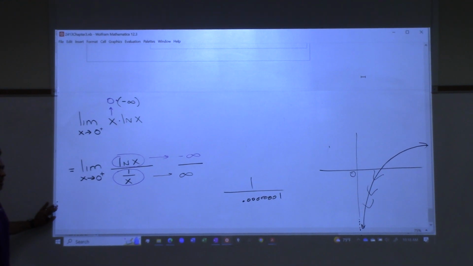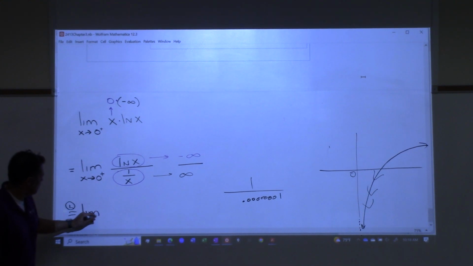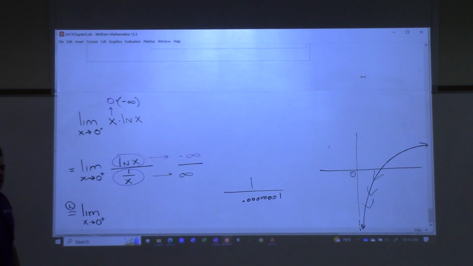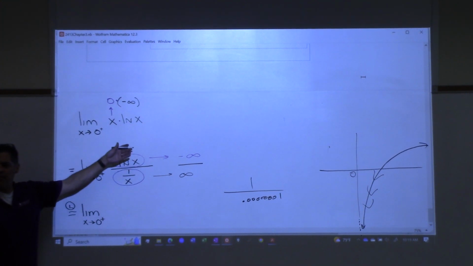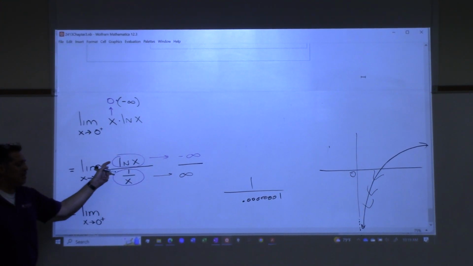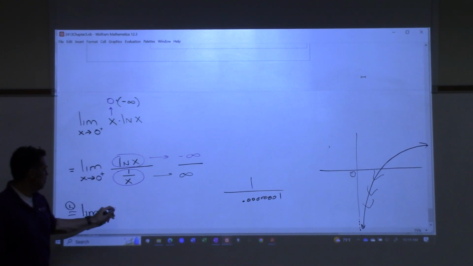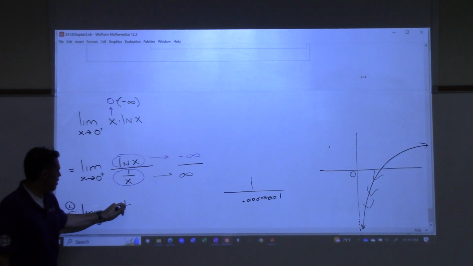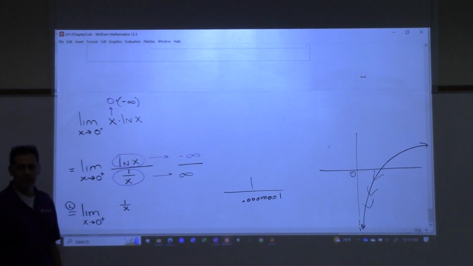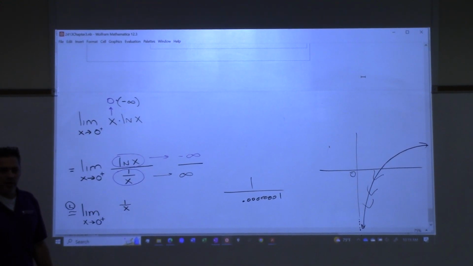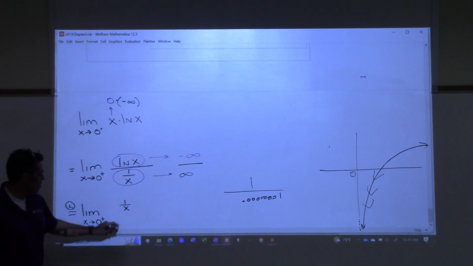Okay, so look. I'm going to use L'Hopital at this point, right? L'Hopital says I take the derivative of the top and bottom separately, right? What is the derivative of the top? We just learned that last class. 1 over x. That's it. That's the derivative of natural log of x, 1 over x, from last class.